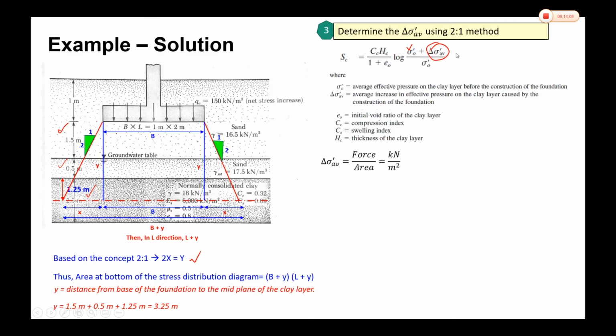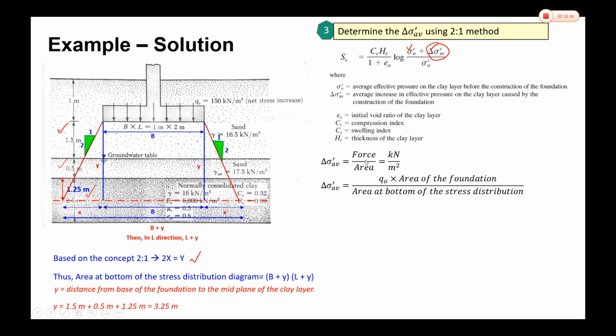Now we want to determine the delta stress prime here, which is the increase in effective pressure on the clay layer caused by the construction of the foundation. In this case we assume that we have constructed the foundation. So what will happen to this effective pressure? Now we want to determine the delta stress prime average, the average increase in effective pressure once you have constructed the foundation.